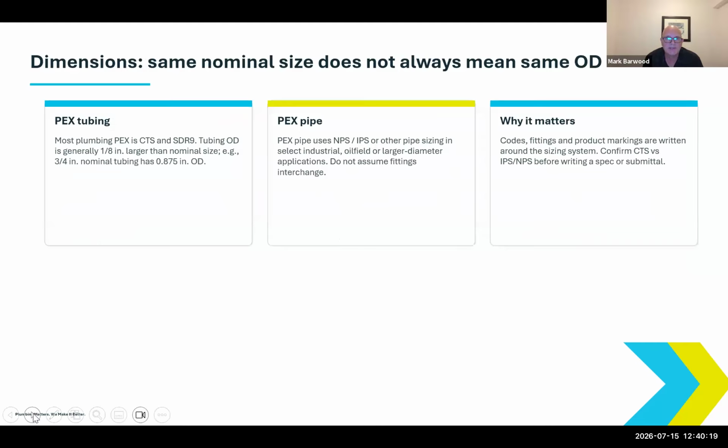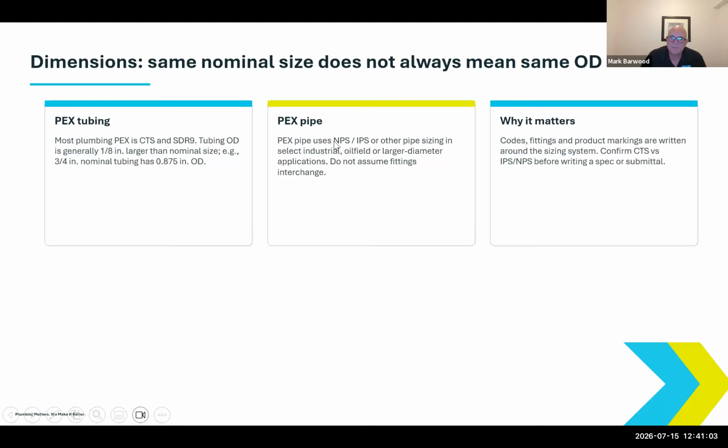So, dimensions of PEX tubing. Like I said before, it's a copper tube size. CTS is copper tube size, and the standard is SDR9. The tubing OD is generally 1/8 of an inch larger than the nominal size, so if it's 3/4 inch pipe, the OD is going to be 0.875. It's a little different from when we talk about pipe size, which is normally internal dimension, not the OD. And in refrigeration copper, it's all in OD. That's why I'd say it's important to call PEX tubing, because it's a copper tube size and SDR9 standard.